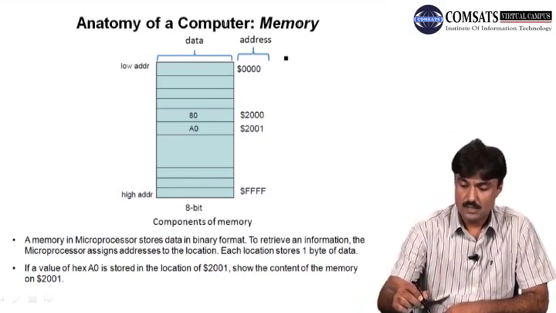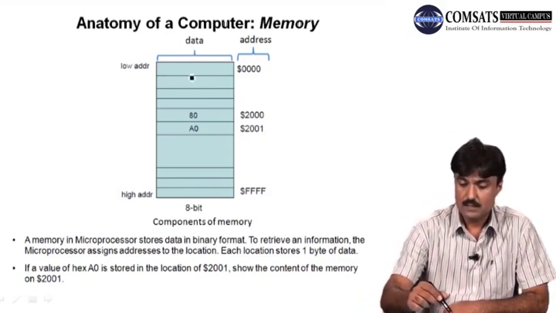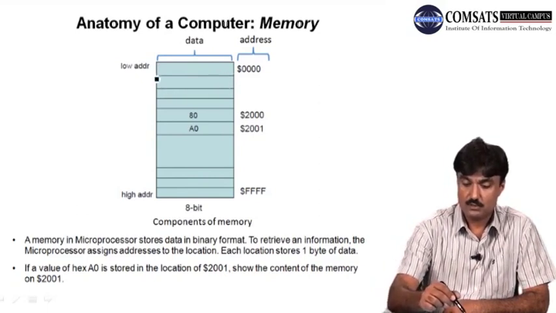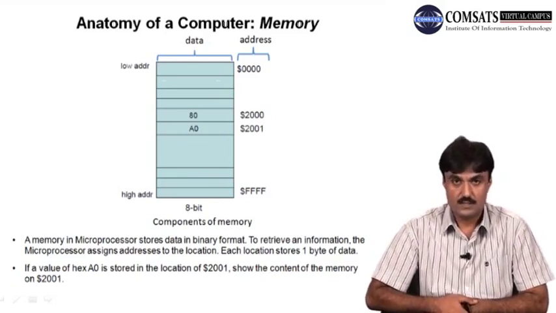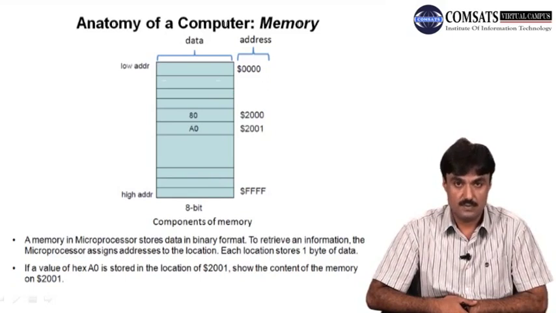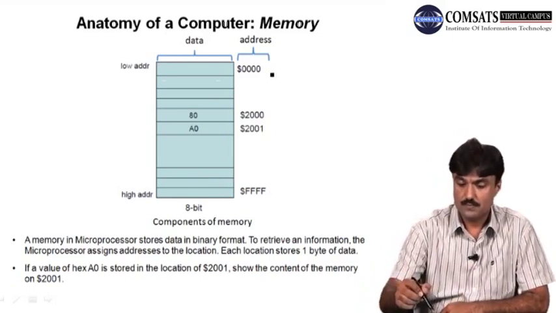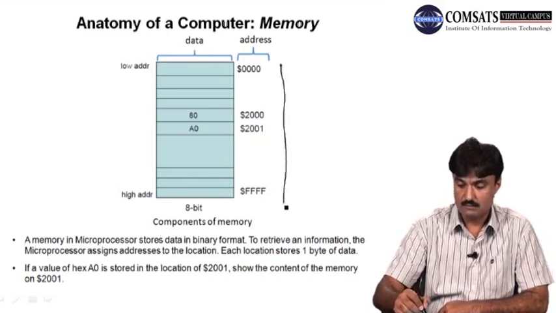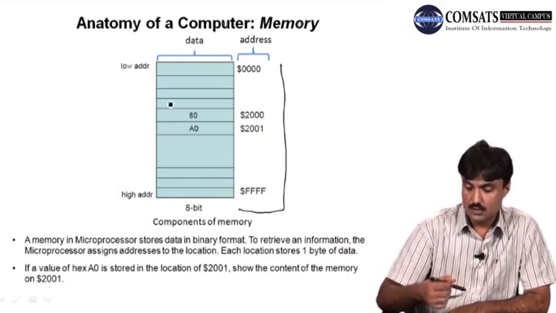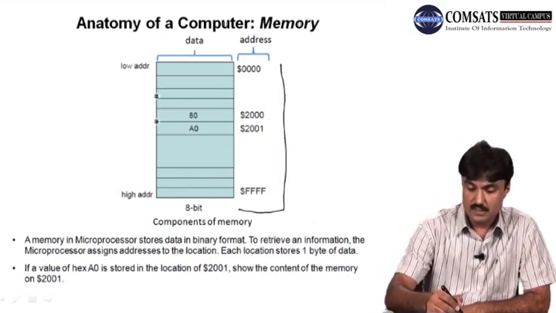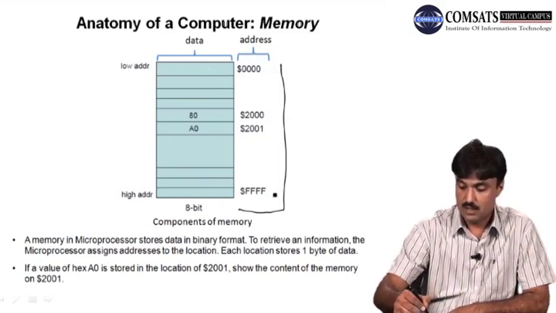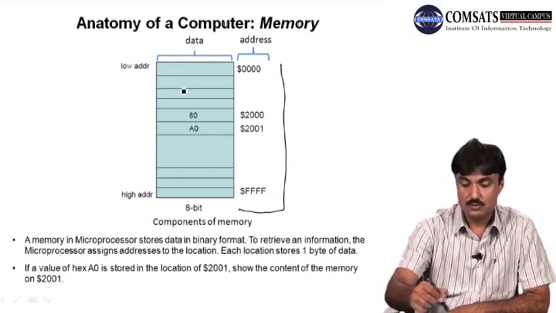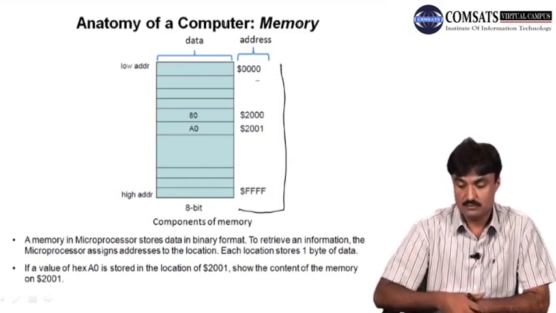This memory has different boxes. These boxes are the storage locations. These storage locations can be 8-bit, 16-bit, 32-bit, or 64-bit. Another component is the address. Here the actual data is stored inside this section, and these are the addresses which are used to access those memory locations.